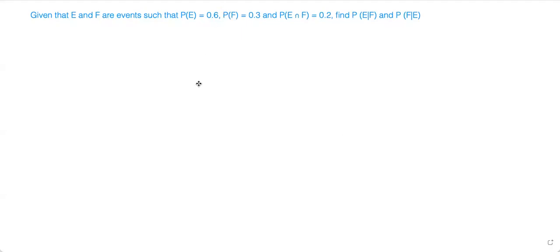Let us solve this problem. Given that E and F are events such that P of E is 0.6, P of F is 0.3, and P of E intersection F is 0.2. You have to find P of E given F and P of F given E. Let us find that.